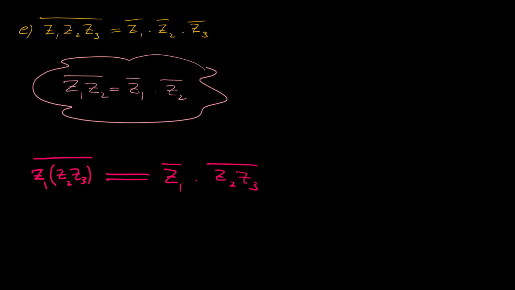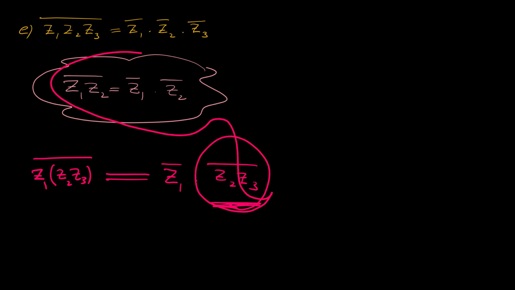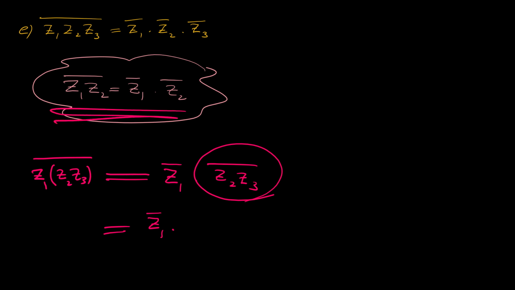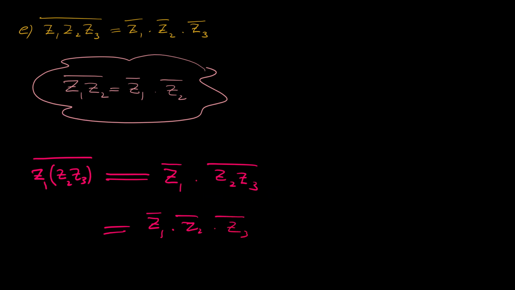Now, let me write this a little better. Now here, again for this, we use this relation. So we use that relation twice. So again we write Z1 conjugate here. Now for this part, again we use this relation, and we say the conjugate of Z2 Z3 is Z2 conjugate times Z3 conjugate. And this completes the proof of this part of the question.